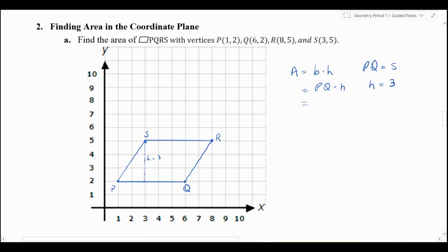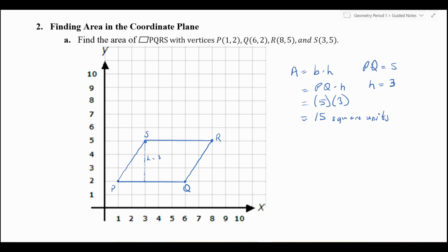So then we just substitute. For PQ we have 5, and for the height we have 3, times 3. Alright, and then 5 times 3 is 15. And again, we are not told what this Cartesian plane here is measured in, but area is still in units, so we're going to say square units. Okay, and that's the area of this one right here.